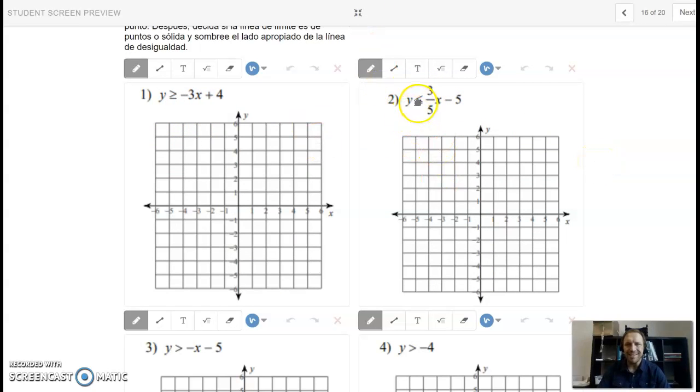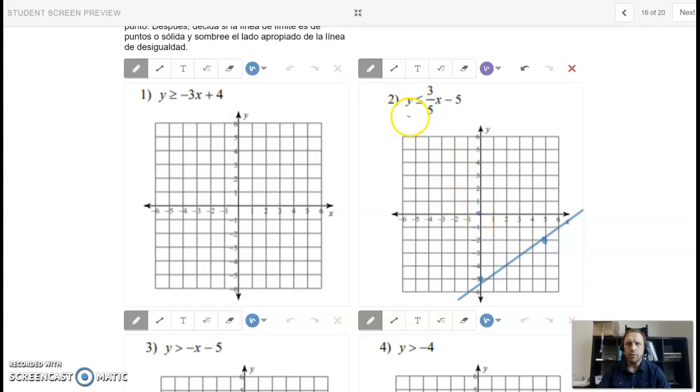In order to graph y is less than or equal to 3/5 x minus 5, start with the y-intercept at -5. My slope is 3 over 5, so that means a rise of 3, 1, 2, 3, and a run of 5, 1, 2, 3, 4, 5. All right, it's less than or equal to, so it's going to be a solid line. In order to test where I shade, I'm going to just plug in a couple of points right here. I'm going to try 0, 0.